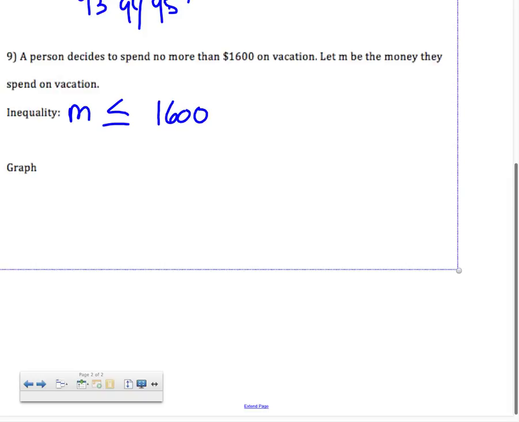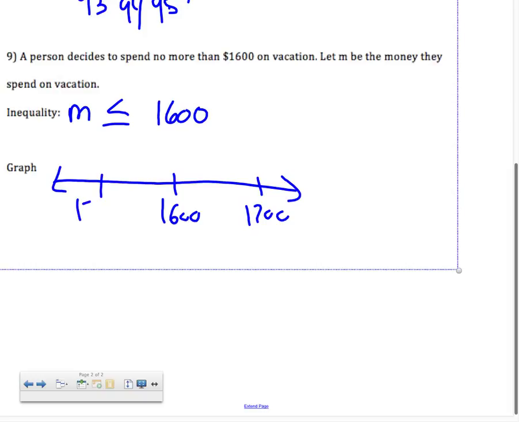If I go to the graph, once again, using the 3-point method here, we have 1,600 in the middle. We have one to the left, I'll put 1,700. One to the right, I'll put 1,500. Again, it doesn't have to be exactly 100 off. You can put any number you want that's bigger than 1,600, any number you want that's less than 1,600 as the left and right points.